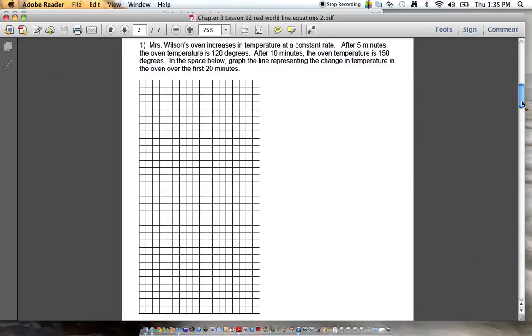Kyle, you with me on this? Let's get everything labeled and set up, right? Come on, label, set it up, Selena. Time goes across the bottom, right? Temperature goes up the left side.